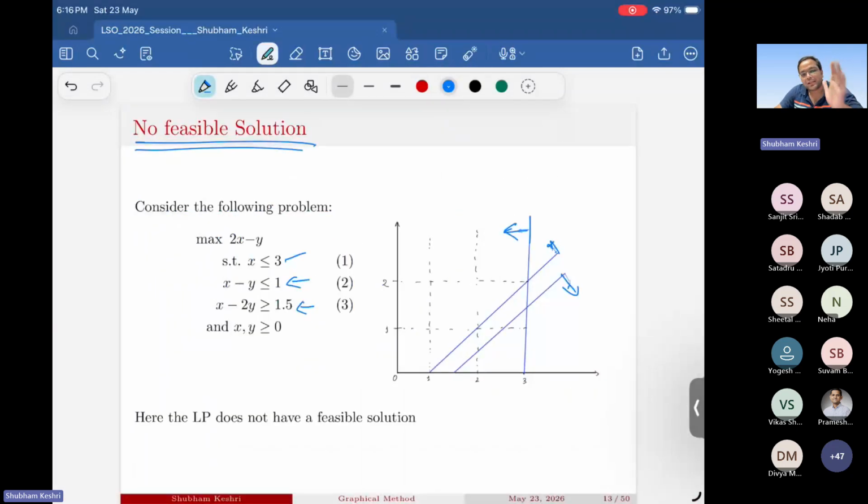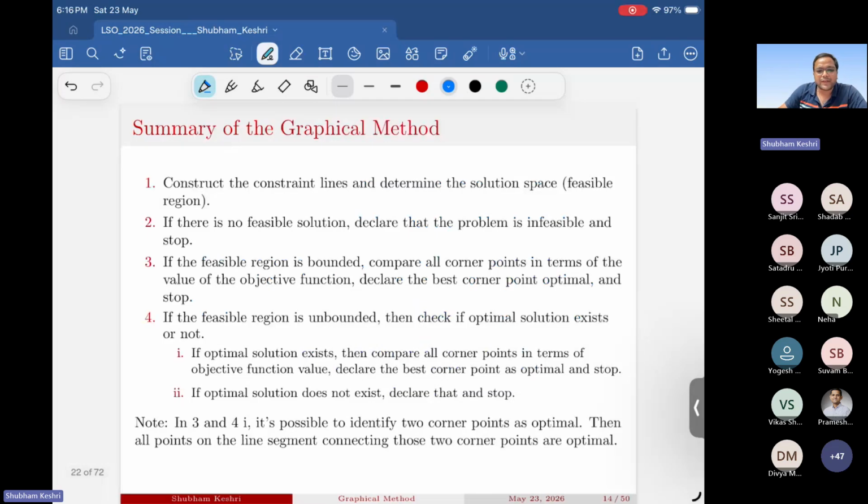So we have seen all the possible cases. Once when the feasible region is bounded, once when the feasible region is unbounded, and once when the feasible region does not exist. And this is exhaustive. We have exhausted all the cases. There are no other cases which can be possible. Okay. So once we have exhausted this, we can come up with an algorithm to solve using graphical method.